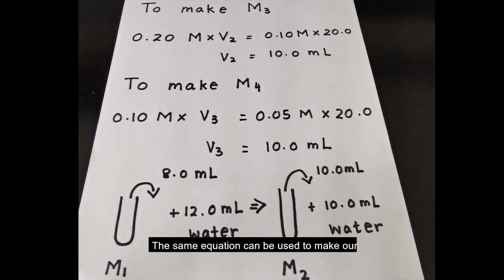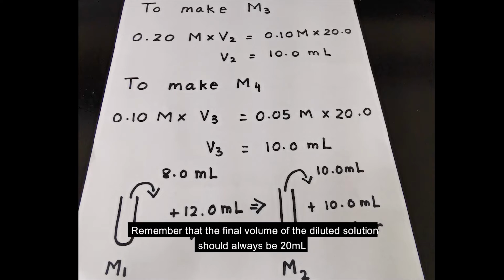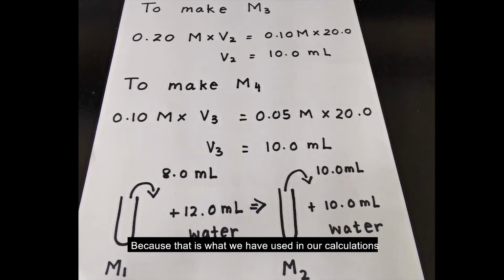The same equation can be used to make our next two solutions as well. By substituting the values, I have determined the volumes that we should take from the concentrated solution to create the diluted solutions. Remember that the final volume of the diluted solution should always be 20 milliliters because that is what we have used in our calculations. Therefore, you have to add water to make up 20 milliliters each time.